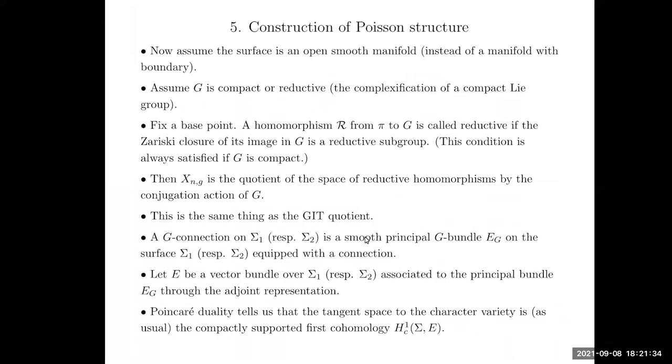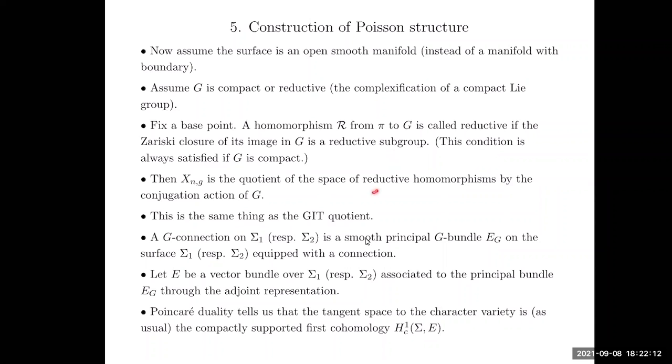So now let us assume that we have an open smooth manifold, instead of a manifold with boundary. And G is compact, or it's the reductive complexification of a compact group. We fix a base point. The representation R is called reductive if the Zariski closure of its image in the group is a reductive subgroup. This condition is always satisfied if the group is compact.